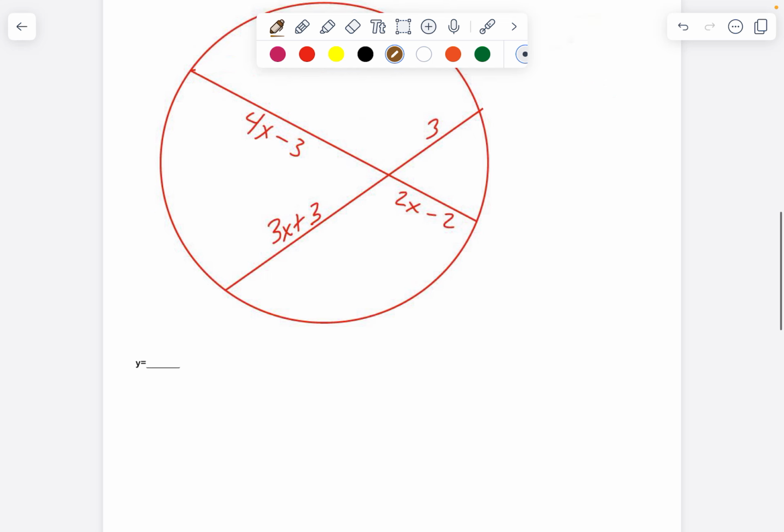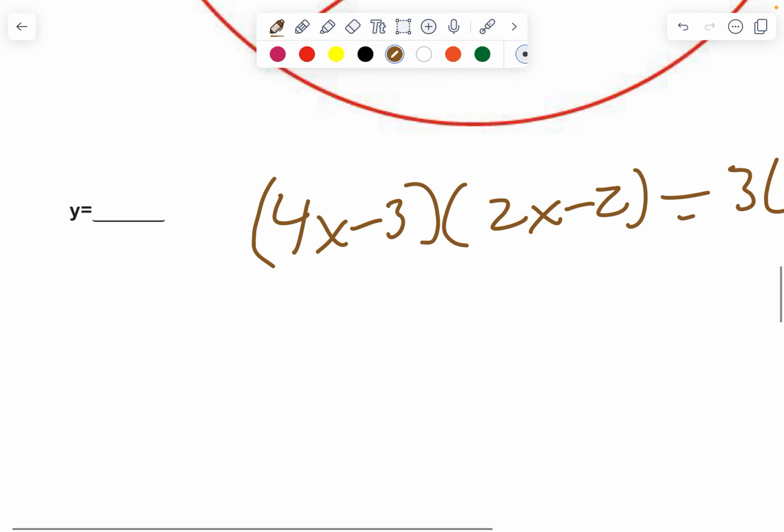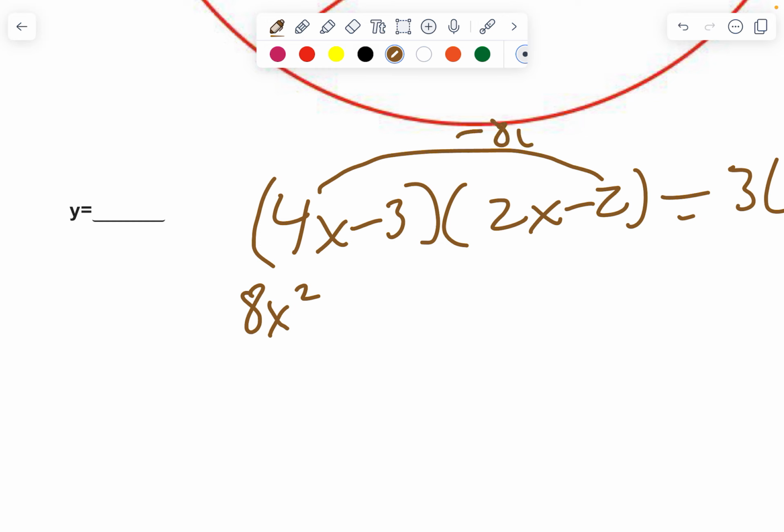So first step would be part 4x minus 3 times part 2x minus 2 equals part 3 times part 3x plus 3. So a lot of what we're doing this unit is doing setups so that we can do distribution, combine like terms, and factor. That's going to be the case a lot of the time. So first side, we're going to distribute out. That would be 8x squared. Outside distribution would be minus 8x. Inside would be minus 6x.